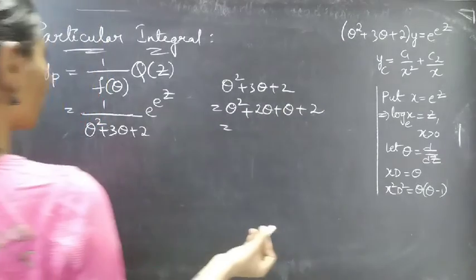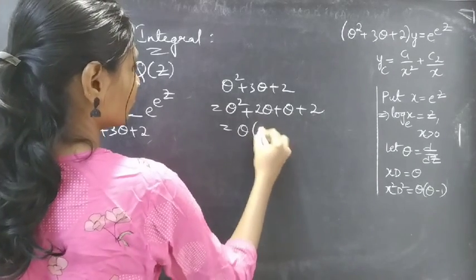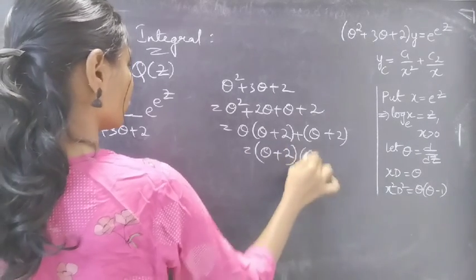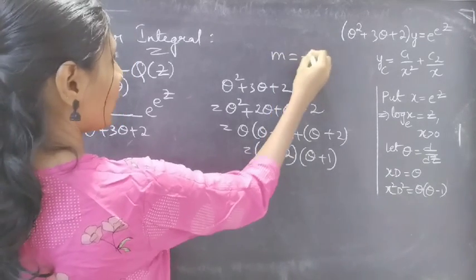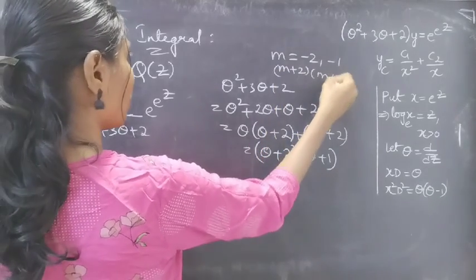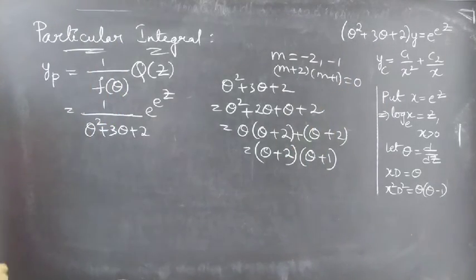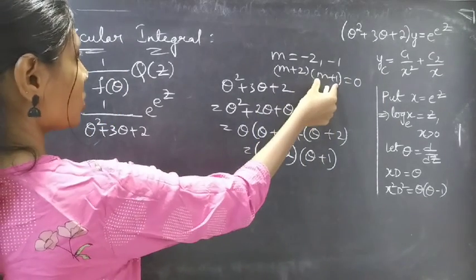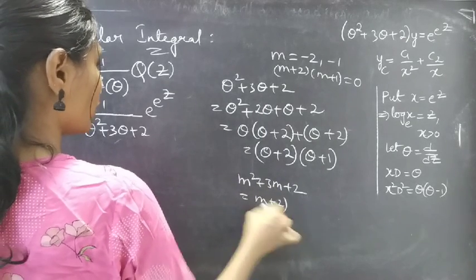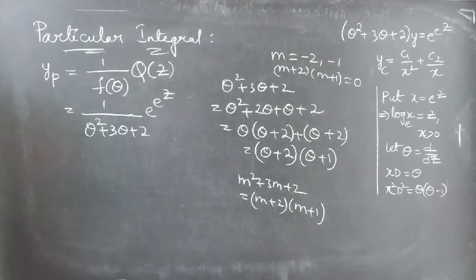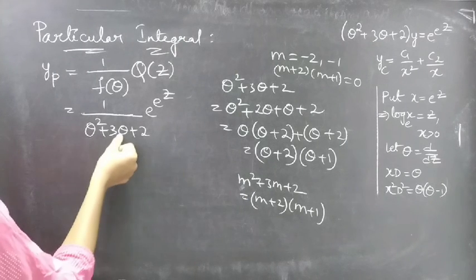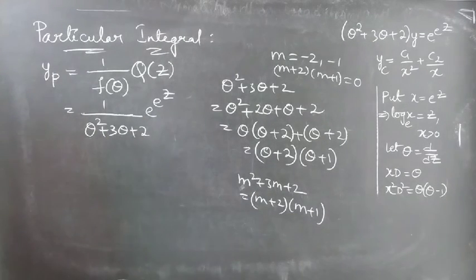We can write it as a product of factors. We already have roots, right? m equals minus 2 and minus 1. From this, we'll get m plus 2 into m plus 1 equals 0, right? From the auxiliary equation, we have m plus 2 and m plus 1. So we can write m square plus 3m plus 2 equals m plus 2 into m plus 1 directly. Okay, that means we can just replace m by theta and write theta square plus 3 theta plus 2 as the product of theta plus 2 into theta plus 1 for our convenience.